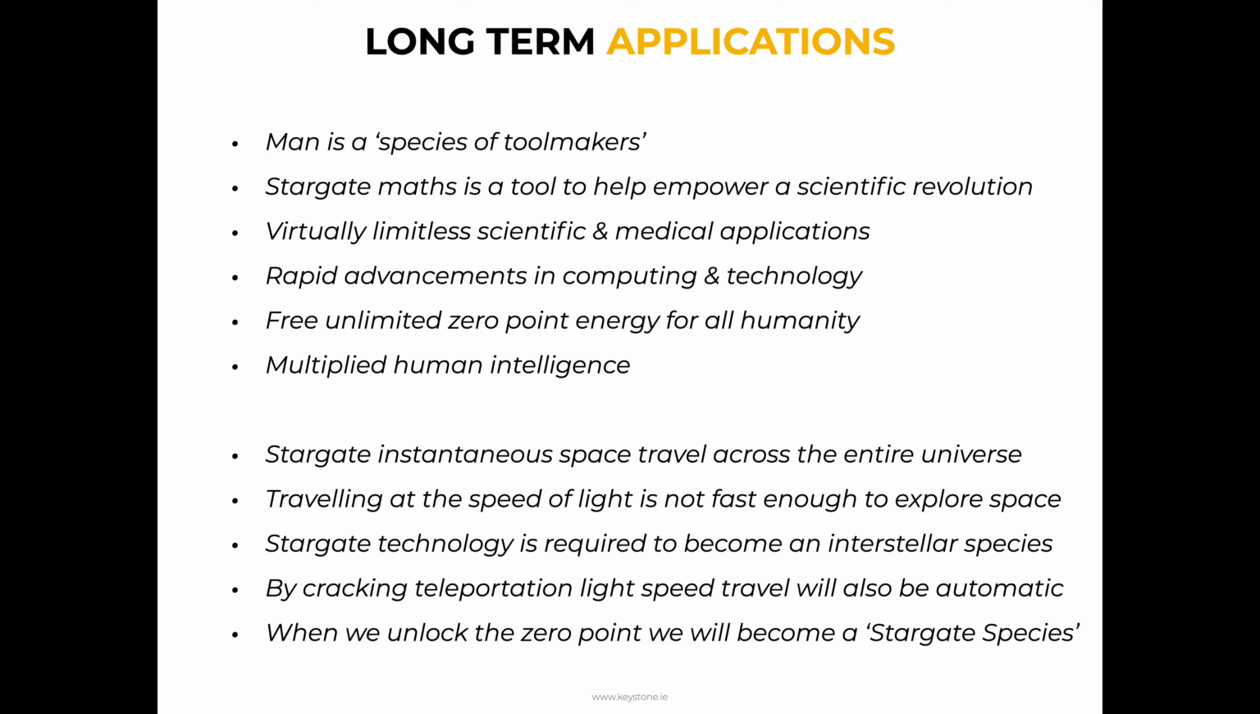By cracking teleportation, light speed travel will be automatic. We will be able to travel at light speed around this planet, or any other planet we go to, but between planets and galaxies, we will be travelling instantaneously. It's probably then we'll meet advanced civilizations. When we unlock the zero point, we will become a Stargate species.